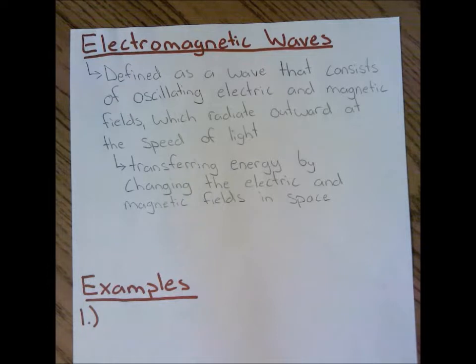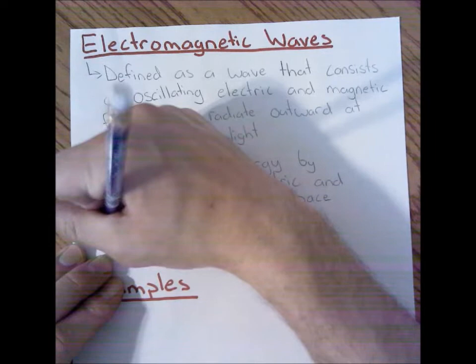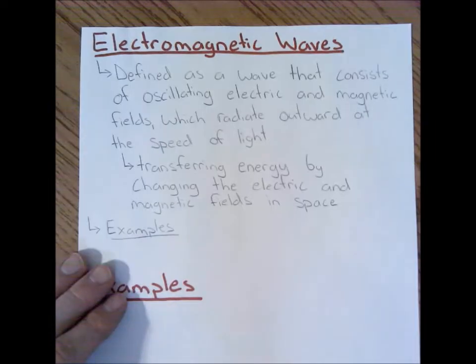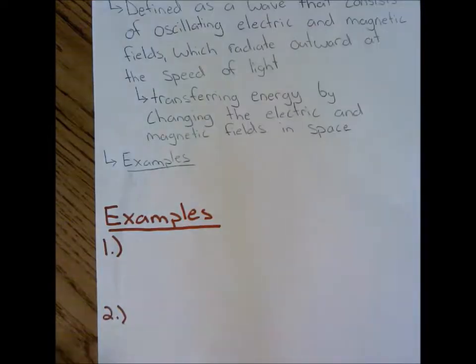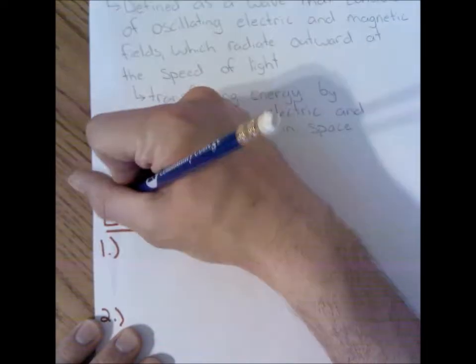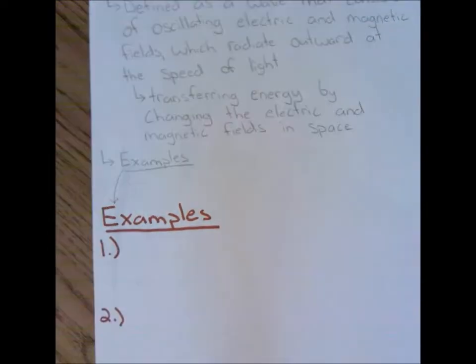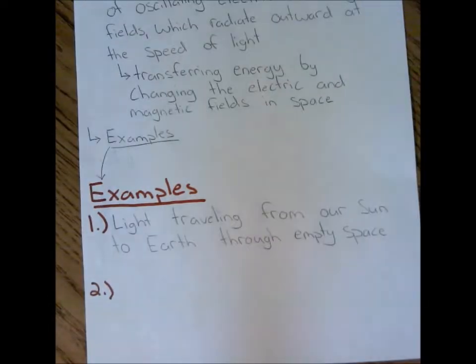So some examples of electromagnetic radiation include light traveling from the sun, our sun, to Earth across empty space. Oh, yep, and I made just a minor mistake here. I already had a space for my examples here. But again, the first one here is light traveling from our sun to Earth across empty space. Another example that we have is simply radio waves.